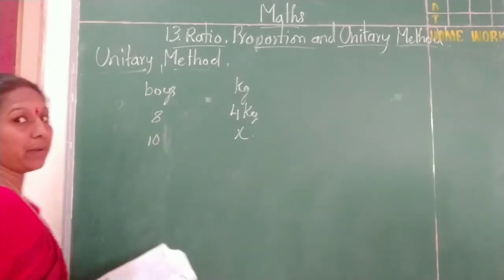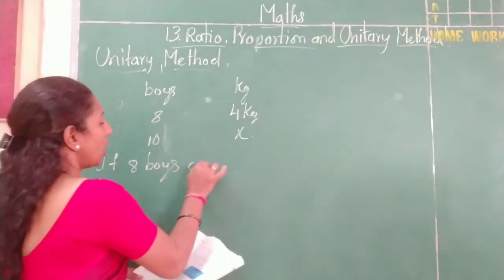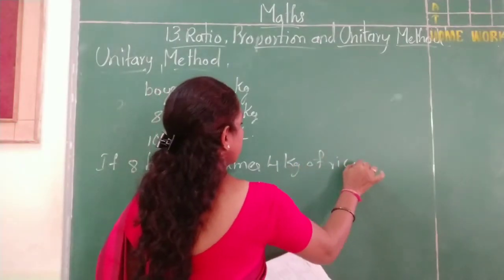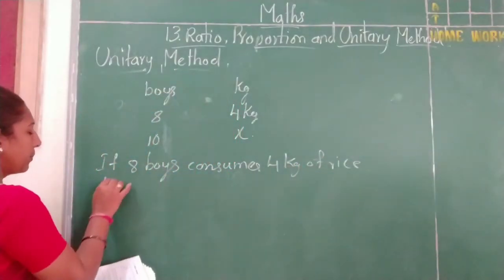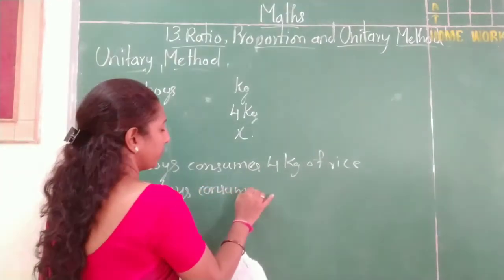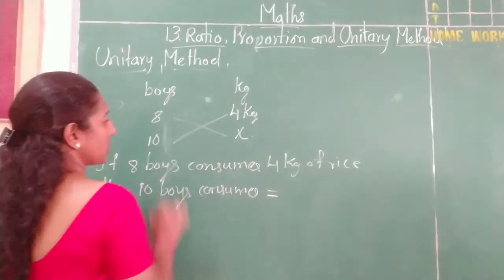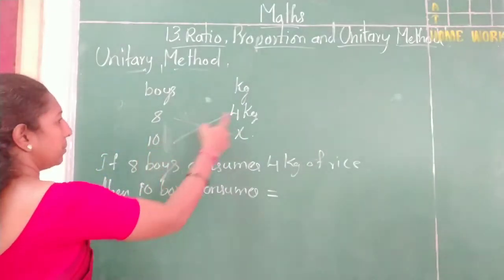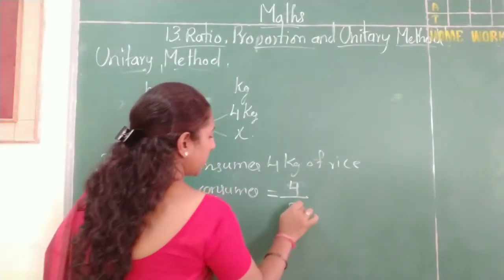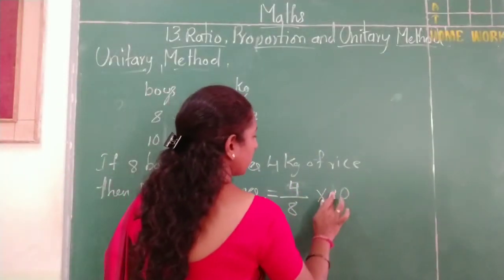Here, you only have to write it in the form of a sentence. That is, if 8 boys consume 4 kg of rice, then 10 boys consume is equal to. Here remember, children, this one we will do like a cross multiplication. First I will divide 4 by 8, and multiply by 10.